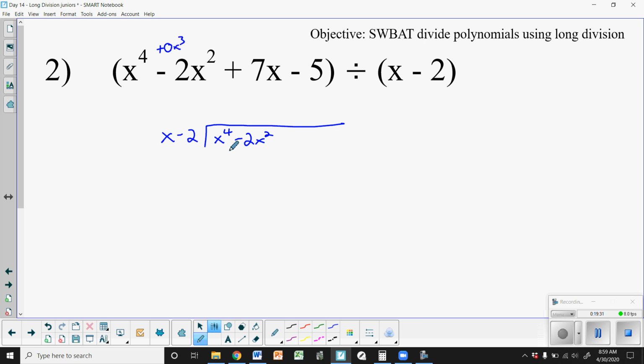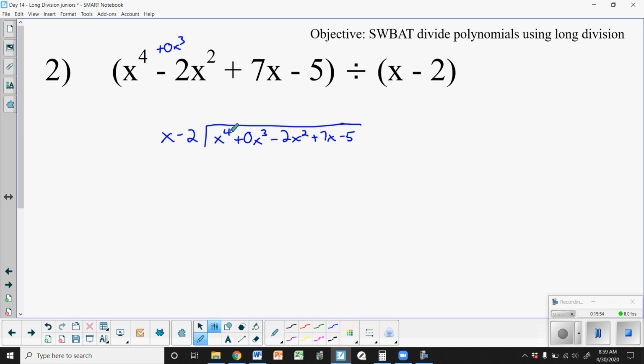Remember, each column is going to represent a place in this polynomial. So we can't leave that out. We have to put a 0x cubed. All right, so then we do minus 2x squared plus 7x minus 5. All right, so let's divide.